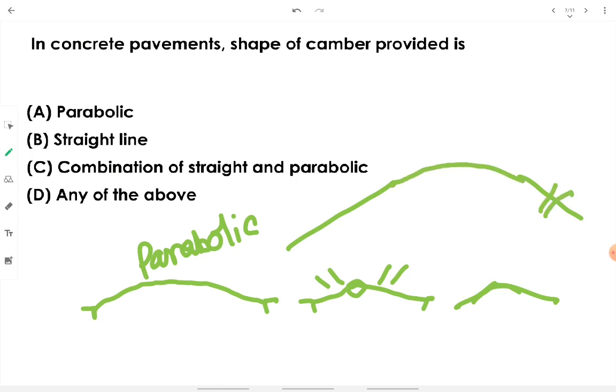Okay, these two are what? Straight lines, and this is what? A parabola. These two are what? Straight lines. And this is what?